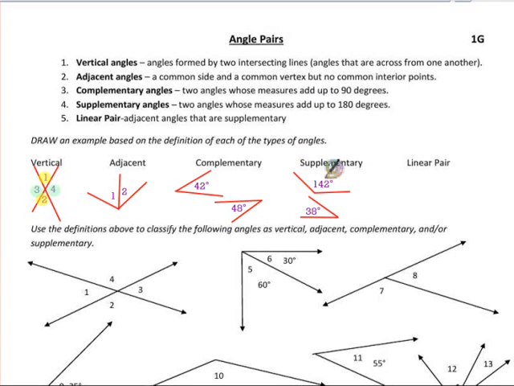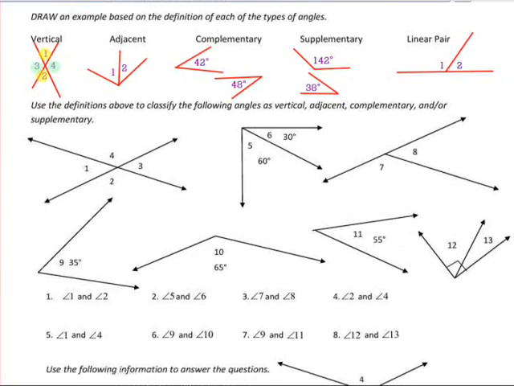Supplementary angles add up to 180 degrees. And then a linear pair, two adjacent angles that are also supplementary, so they form a line. All right? So go ahead and take a second to get those drawings down. Then we're going to use the definitions above to classify the following angles as vertical, adjacent, complementary, and or supplementary.